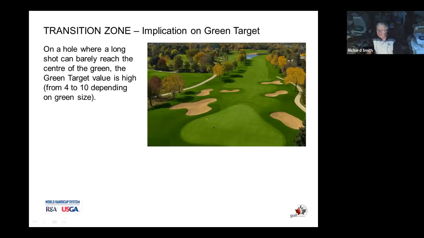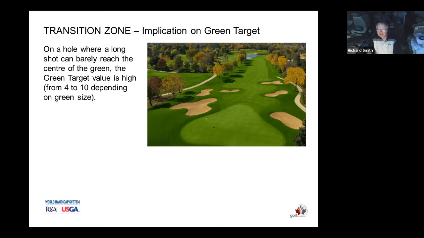Okay, now the transition zone. This is one that's always tricky. They have for us tried to simplify things a little bit in this latest version so that it's a little clearer what we should do and a little simpler in terms of what all we have to do.